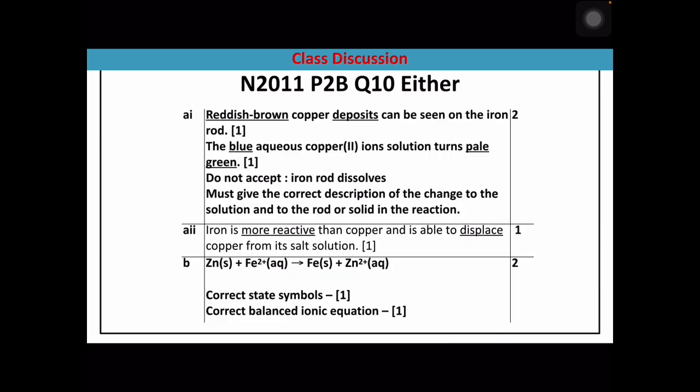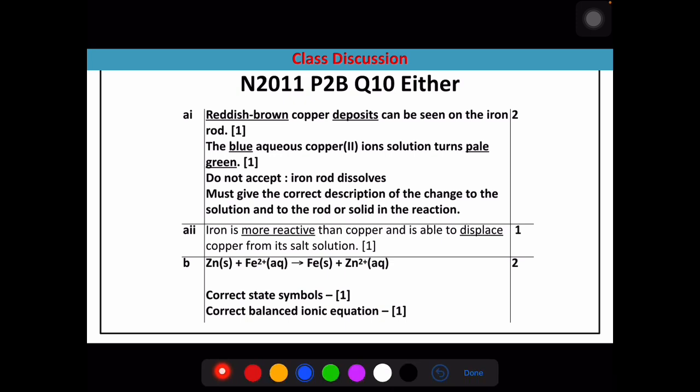First, we just want to highlight again that we are looking at color in terms of the solid, in terms of the solution. That's for part A1. You already went through it in class. Explanation wise, we're also looking at whether the student is able to explain about more reactive and then to use the keyword displacing something from its solution. Right, this is something you need to work on and try to familiarize yourself with. Our equation, as I mentioned before, is shown over here.